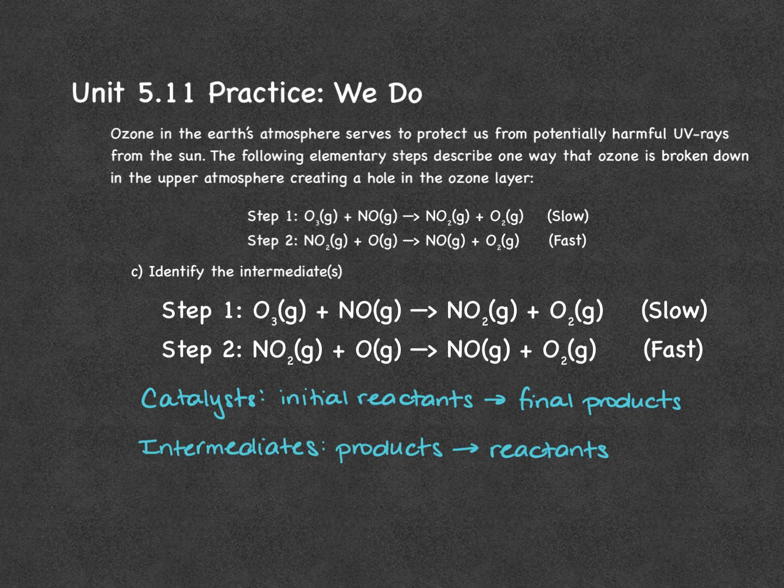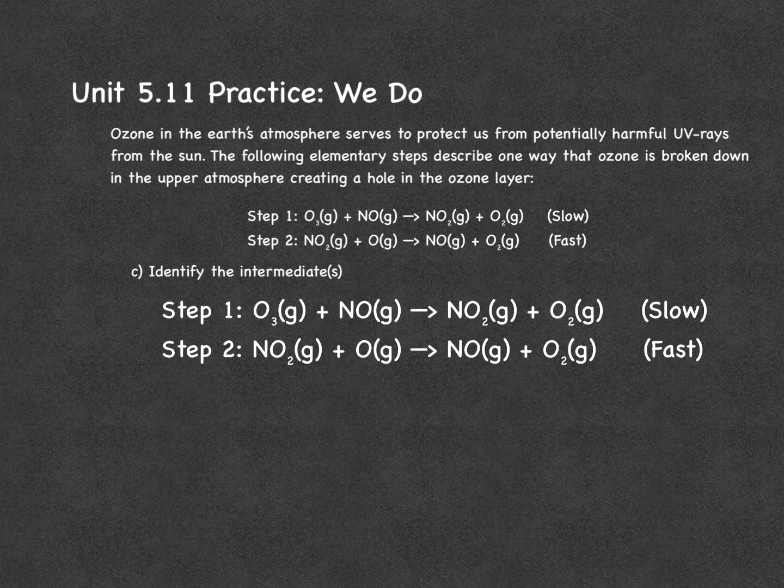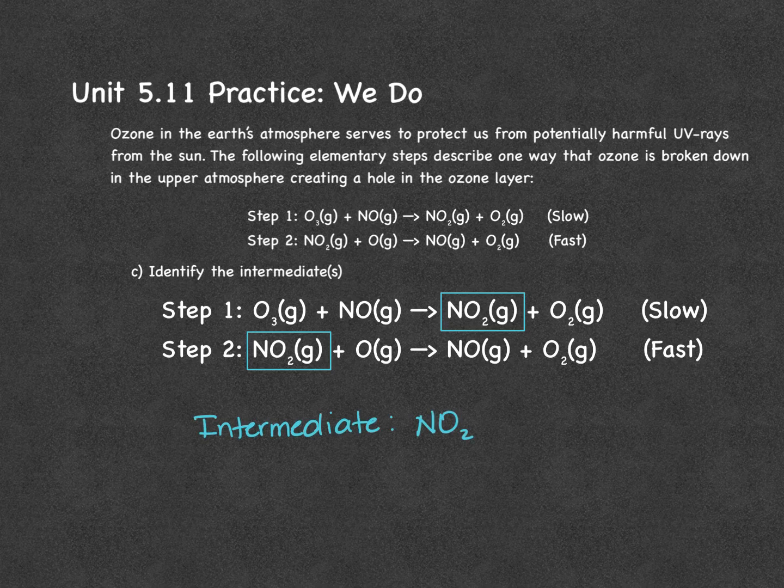So looking at these two steps, our intermediates are going to be NO2, which shows up here in the products of step 1 and then again in the reactants for step 2. And that is it. Those are the only intermediates. NO2 is the only thing that shows up as a product and then as a reactant in a subsequent step. So for this reaction mechanism, NO2 is going to be our only intermediate.